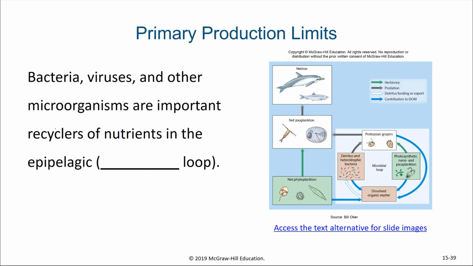Bacteria, viruses, and other microorganisms are important recyclers of nutrients in the epipelagic, and this is known as the microbial loop. From decomposition of detritus and other organisms to lysis by viruses and release of dissolved organic matter, this microbial loop often plays an important step in moving from the phytoplankton to the zooplankton.